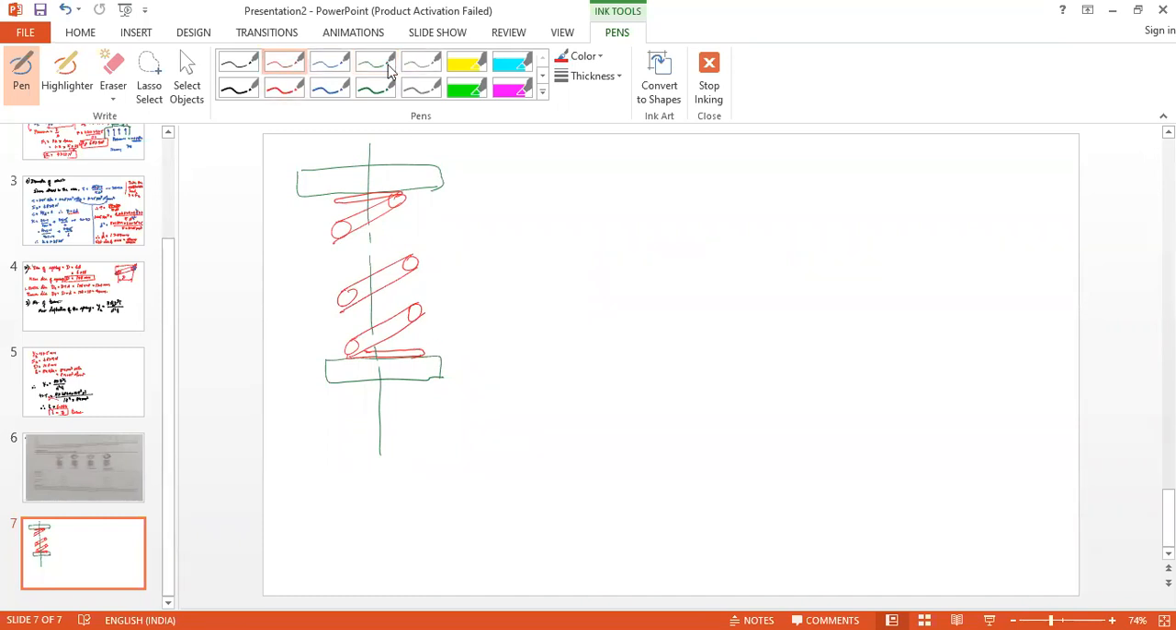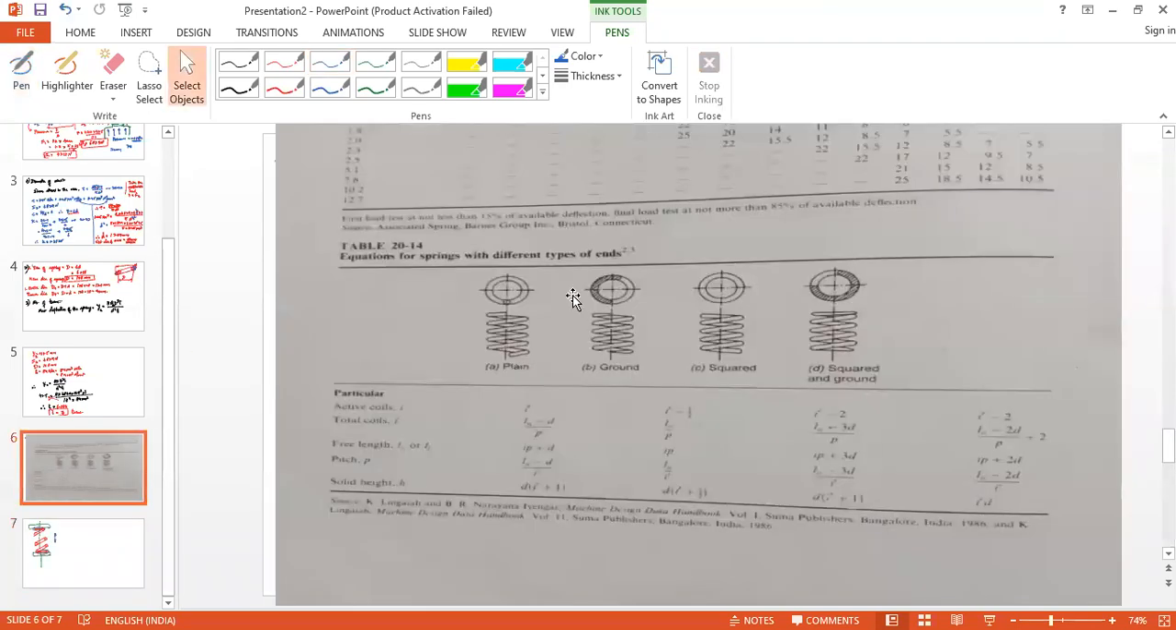But here, the last coils, this one and this one, will not undergo any deflection, or contribute to the deflection of the spring. Therefore, these two are called inactive coils. Based on the end condition, the active coils will be this much.